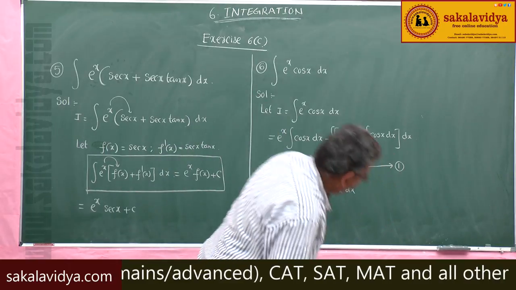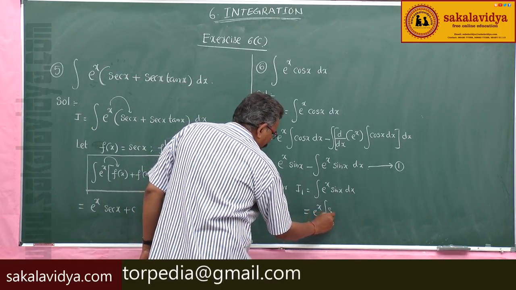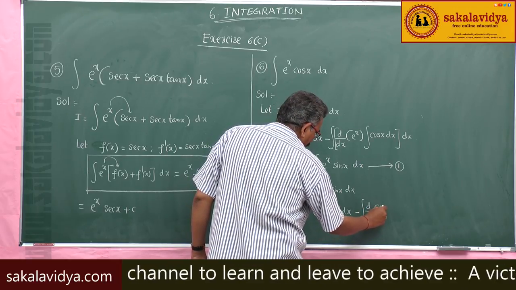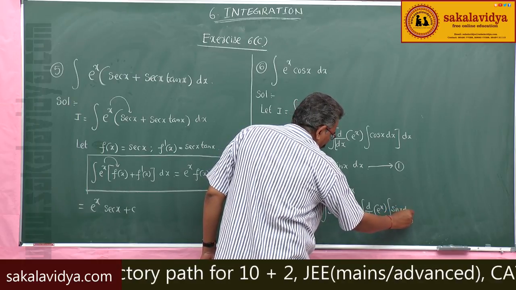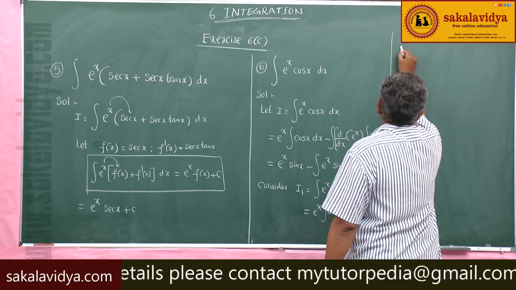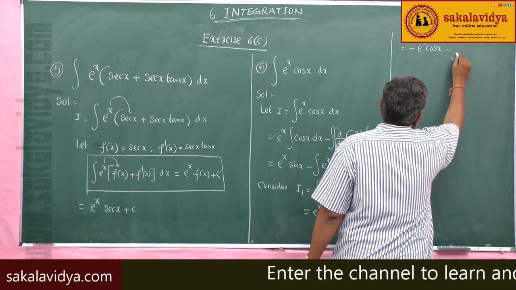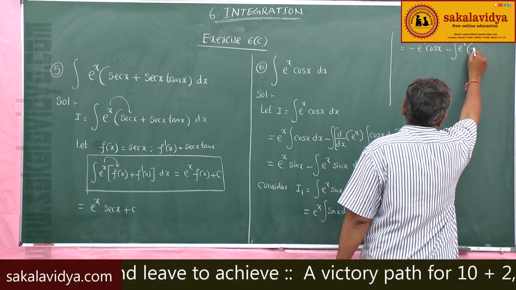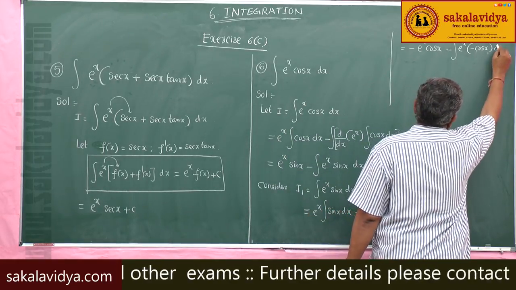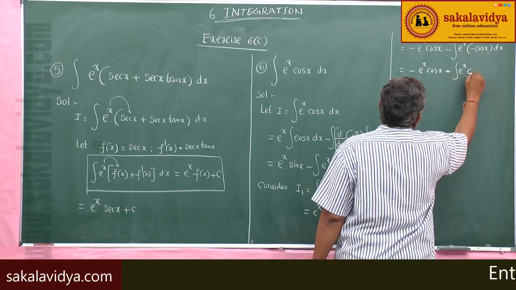So now this is equal to e power x integral of sin x dx minus integral of d by dx of e power x into integral of sin x dx, and whole dx. Now this is equal to minus e power x cos x minus integral e power x into minus cos x dx. This is equal to minus e power x cos x minus of minus, plus integral e power x cos x dx.